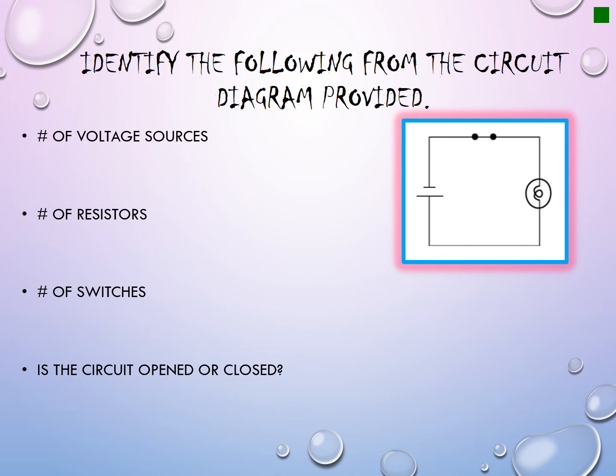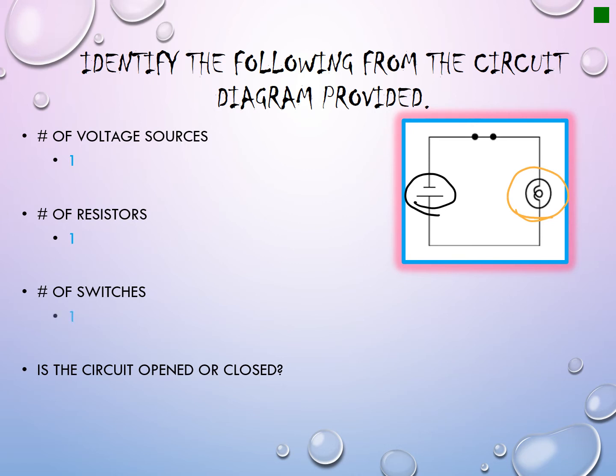Okay, so how many voltage sources do you see? That would be one right there. Okay, let's see the next one. Number of resistors, so things that use up electricity. That would also be one. That would be right there.